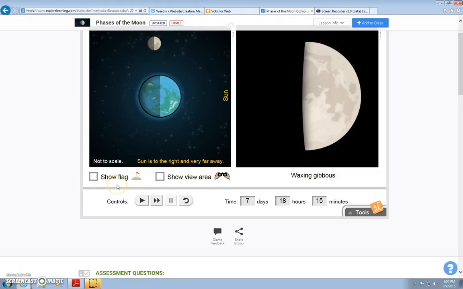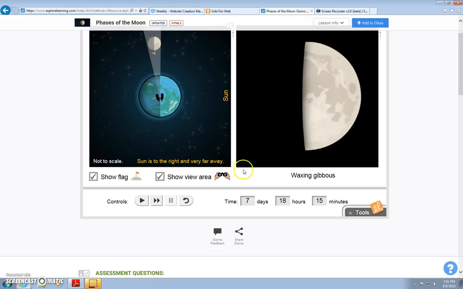Now, I think it's very important for you guys to take notice of these two options. These are really cool resources because it shows you perspective of what you're seeing. The show flag, which you can see is on the moon right now, is showing you where you're seeing light reflected on the moon. Show view area gives you perspective of where you're standing on the Earth and when you're looking at the moon, what you're seeing.